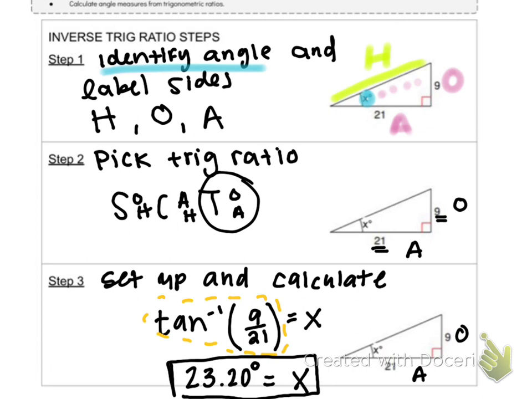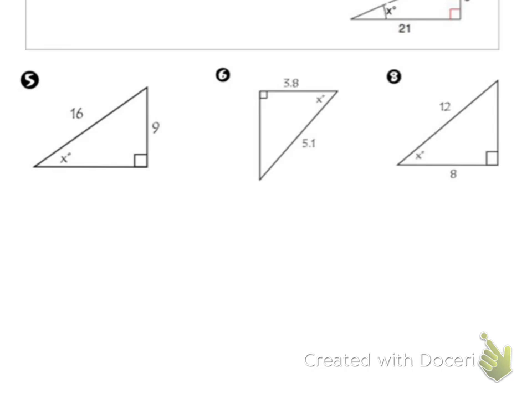So let me do one with you, and then I'm going to be asking you to answer the rest of them by yourself. So let's do number 5 together. Same thing. Go ahead and identify your angle. Then you're going to label your sides. I always start with the hypotenuse. Remember, the hypotenuse is across from that 90-degree angle, so that's 16.